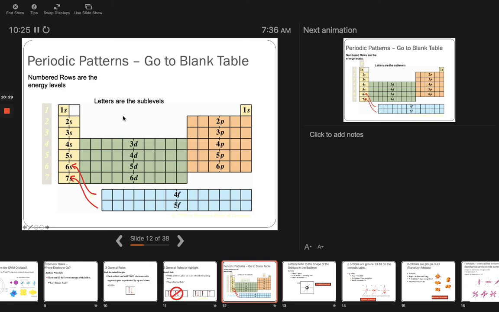Now the letters s, d, p, and f represent the sublevels. And so you can see in the first energy level, we only have one sublevel. It's a 1s. But in the second energy level, we have both 2s and 2p.